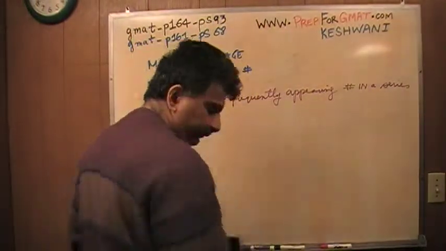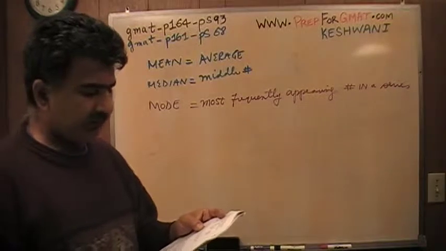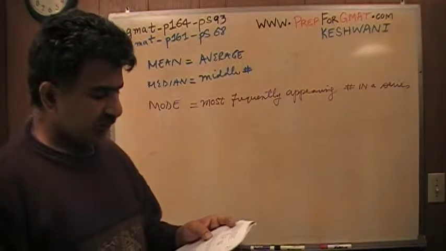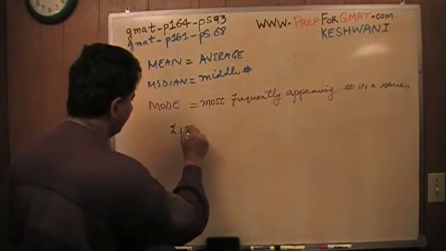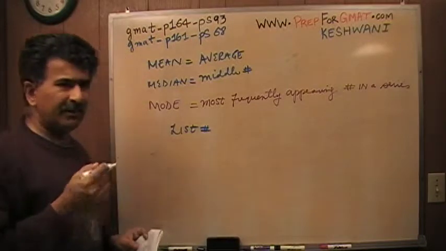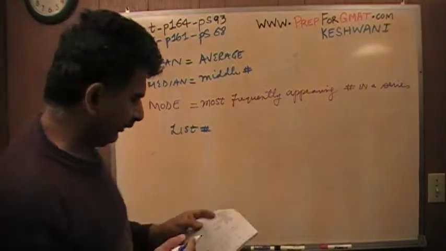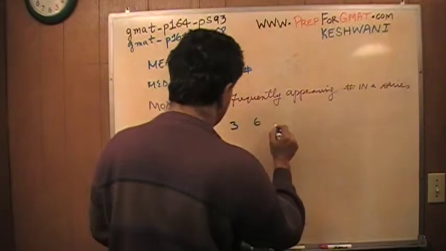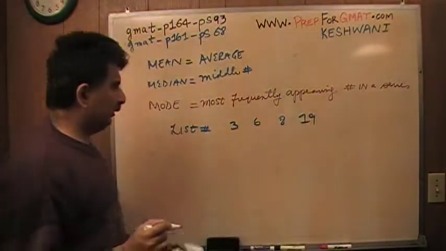So let's look at the problem. It says if the median of the numbers in list 1 above is equal to the median of the numbers in list 2, then what must be the value of x? It's a pretty straightforward, simple question. It's not the problem that gives people trouble, it's just knowing the terminology. In list 1 we have 3, 6, 8, and 19. As you can see there are only 4 numbers.